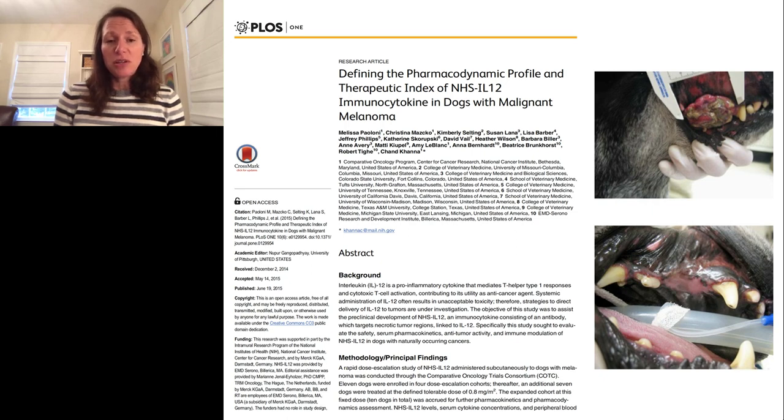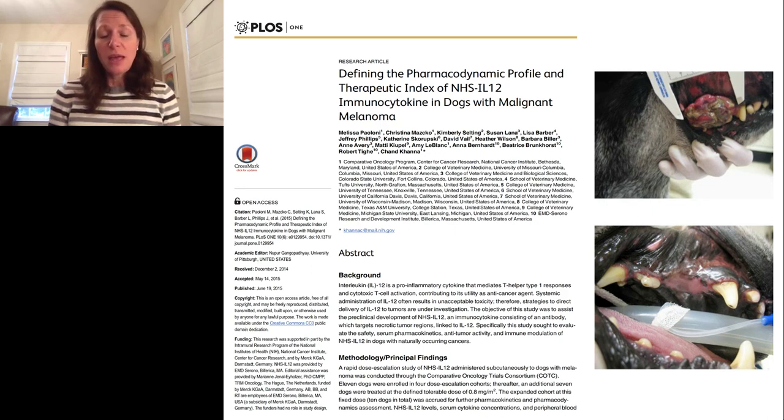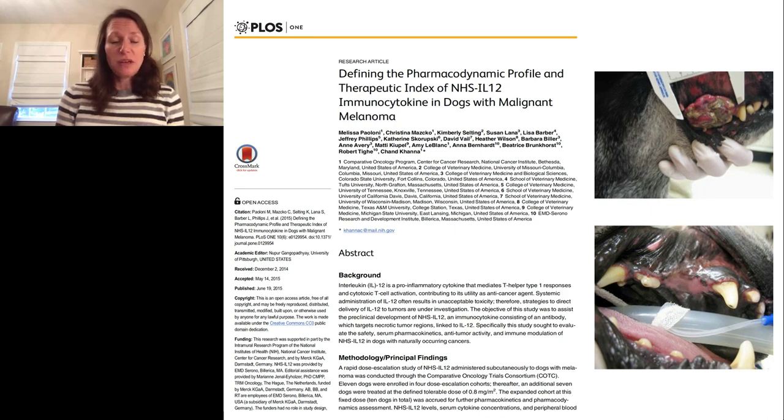And this agent, NHS-IL-12, was evaluated in a solid tumor study of dogs and had an expansion cohort in malignant melanoma. Depicted on the slide is one of the biggest responders. This is a dog that had a really bulky maxillary melanoma that had a complete response to this drug. Visually, you can see that in these photographs.